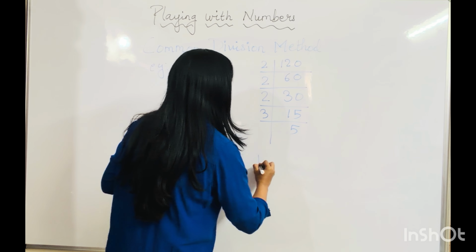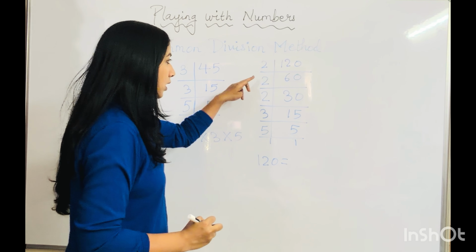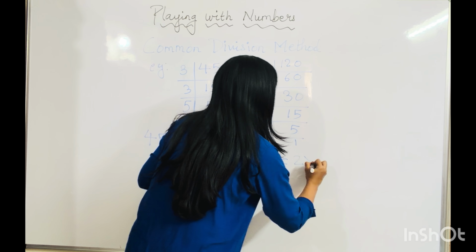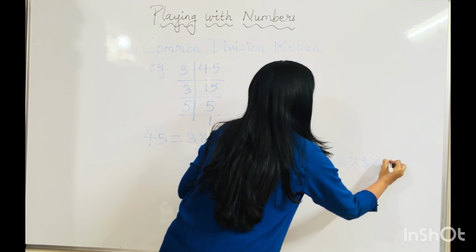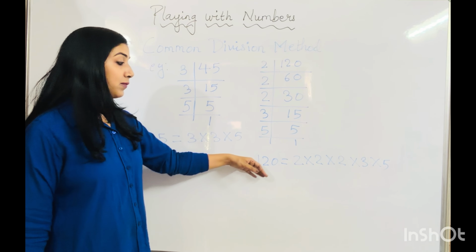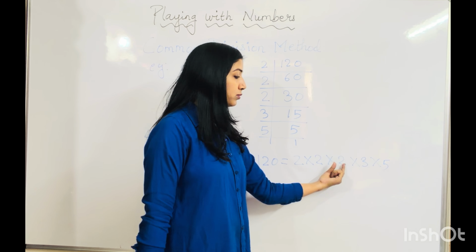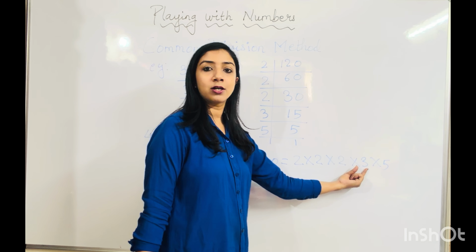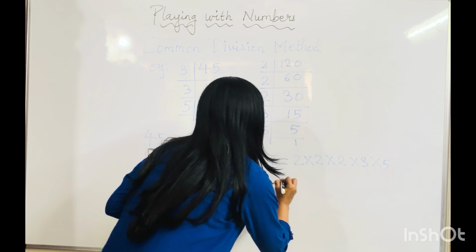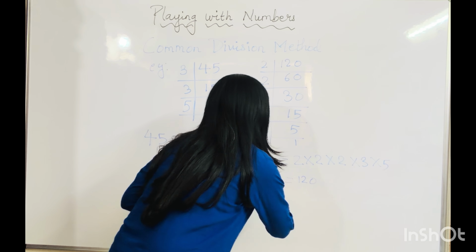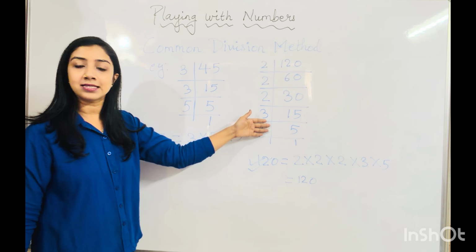So what are the factors of 120? If you want, you can write 5 times 1 here. 2 times 2 times 2, that is 3 twos, then 1 time 3 and 1 time 5. Let's see whether we are getting 120 or not. 2 twos are 4, 4 twos are 8, 8 times 3 is 24 and 24 times 5 is 120. So we are getting 120, that means our method is correct. There is no error in this method.